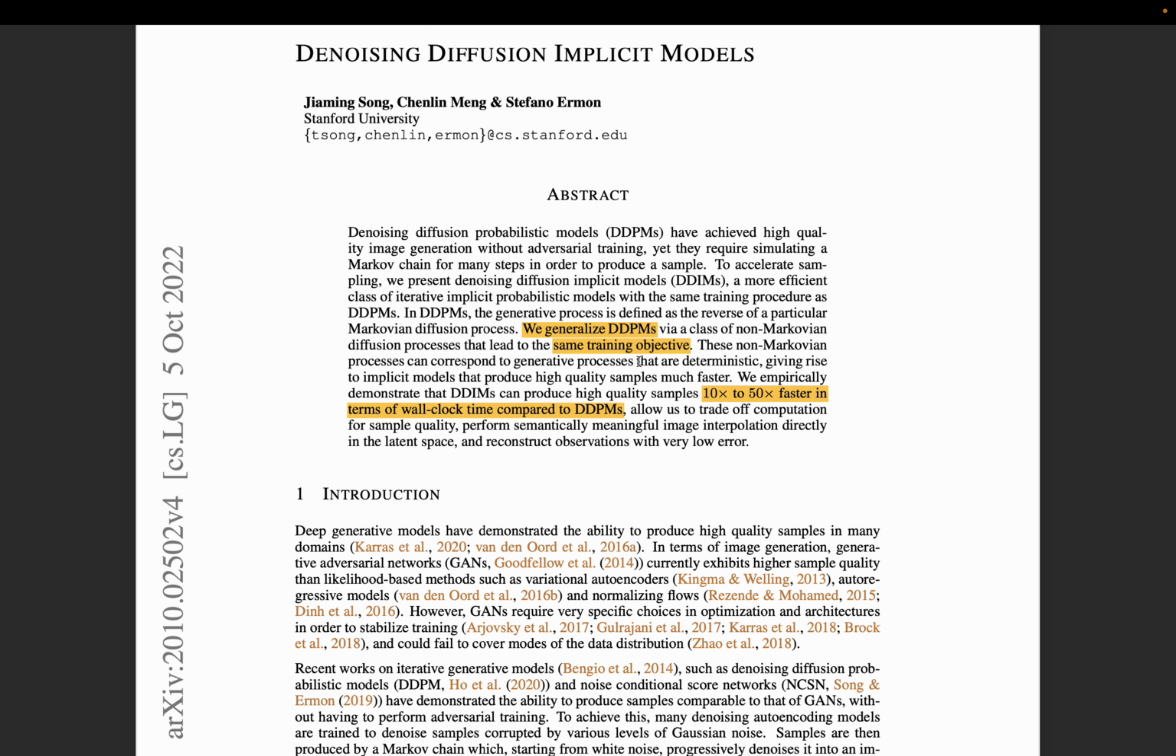So what does that mean? That means that you can reuse a model that has been trained with the DDPM objective, for example, Stable Diffusion 1, Stable Diffusion 2, SDXL. You can reuse a model that has been trained with the DDPM objective, but you can, let's say, warp it into this new class of diffusion model and sample from it 10 to 50 times faster.